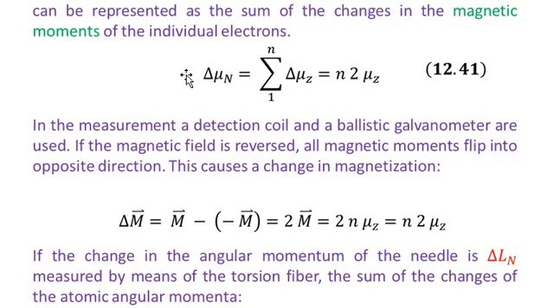So you see that when we change the polarity of the magnetic field, then of course delta mu N will be equal to N into 2 into mu Z, where mu Z is still unknown. Whereas this delta mu N has been measured experimentally using the detection coil and the ballistic galvanometer. So delta mu N is known. On the left hand side the quantity is known. On the right hand side we have the quantity mu Z, which is unknown.